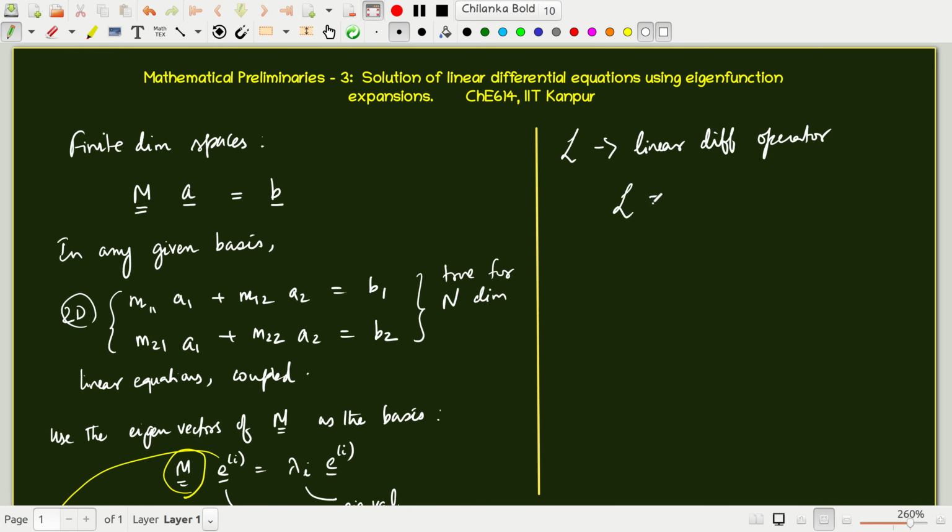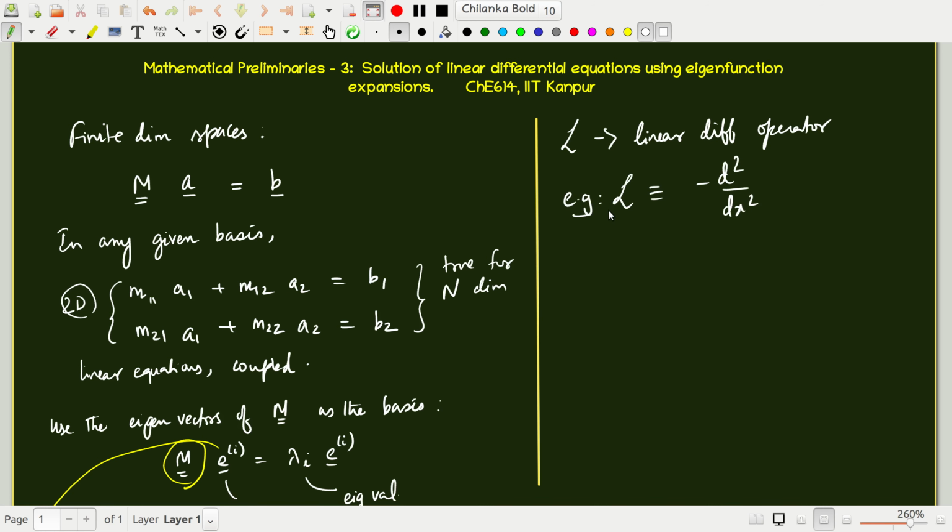Okay, L can be something like minus d squared by dx squared, for example. This is just an example. L can be any linear differential operator. Now suppose you want to solve, let's say, L u is equal to some function f.